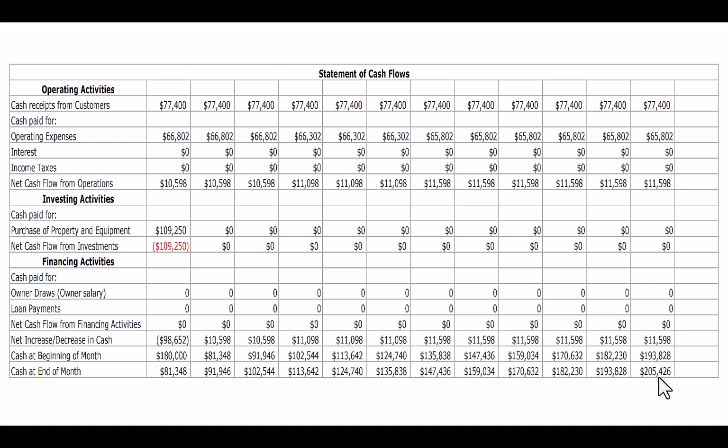Next week, we'll discuss financial statement analysis. Until then, good luck in constructing your business's 3 financial statements.